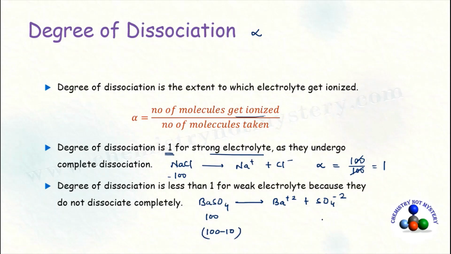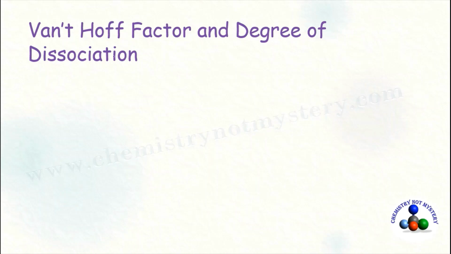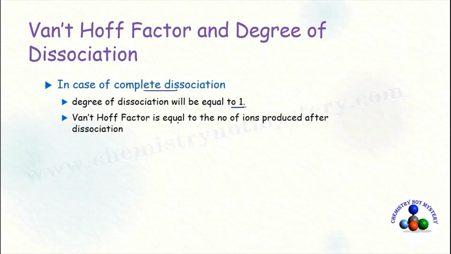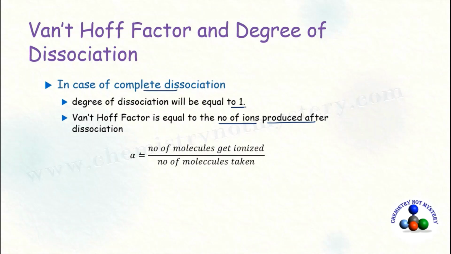Let's discuss Van't Hoff factor and degree of dissociation in case of complete dissociation. We just discussed that degree of dissociation will be equal to 1 if there is complete dissociation, and Van't Hoff factor will be equal to the number of ions produced after dissociation. Let's try to understand. Alpha is the degree of dissociation, and alpha is equal to the number of molecules ionized over the number of molecules taken.